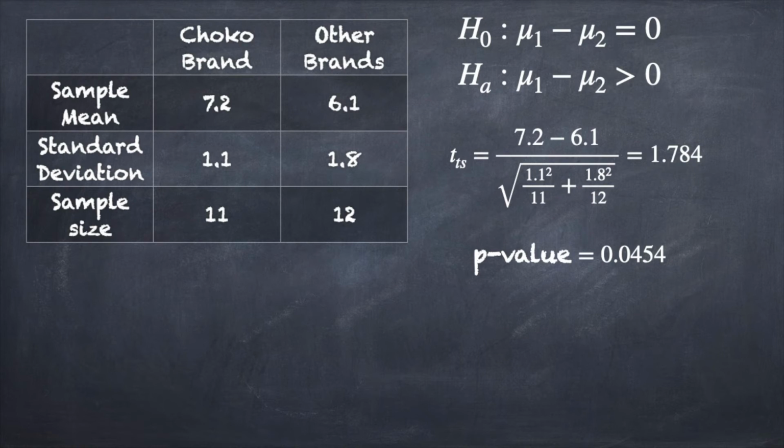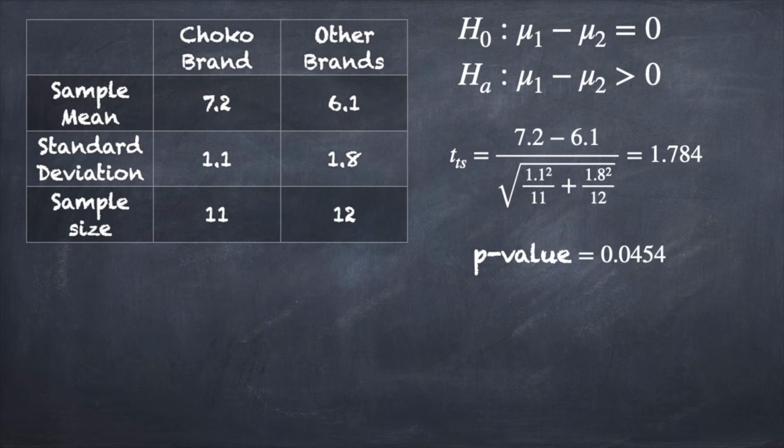I computed the p-value using technology, either StatCrunch or some other technology, probably your TI-84 calculator. I come up with 0.0454, taking this out to 4 decimal places.